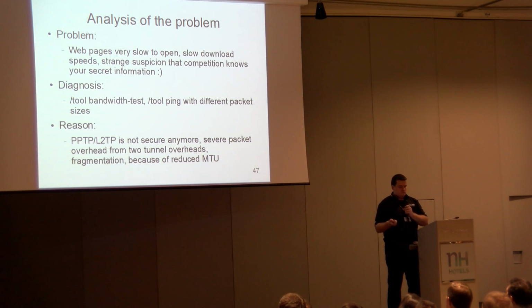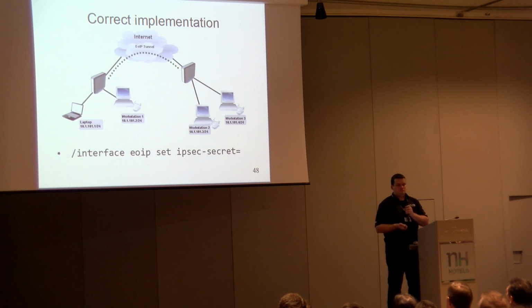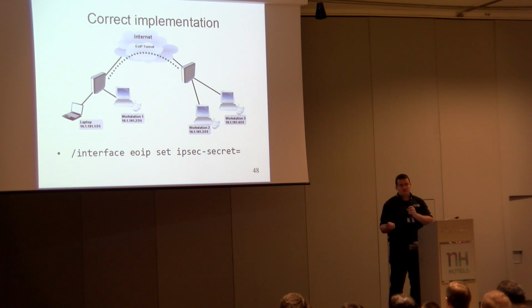And the correct implementation is even easier. Forget about PPTP and L2TP, just use pure Ethernet over IP, and there's an option, IPsec secret, which will run IPsec over your Ethernet over IP automatically. You can also configure it manually if you want to change something, but out of the box you can just type the secret on both ends and it will create a secure way to communicate.